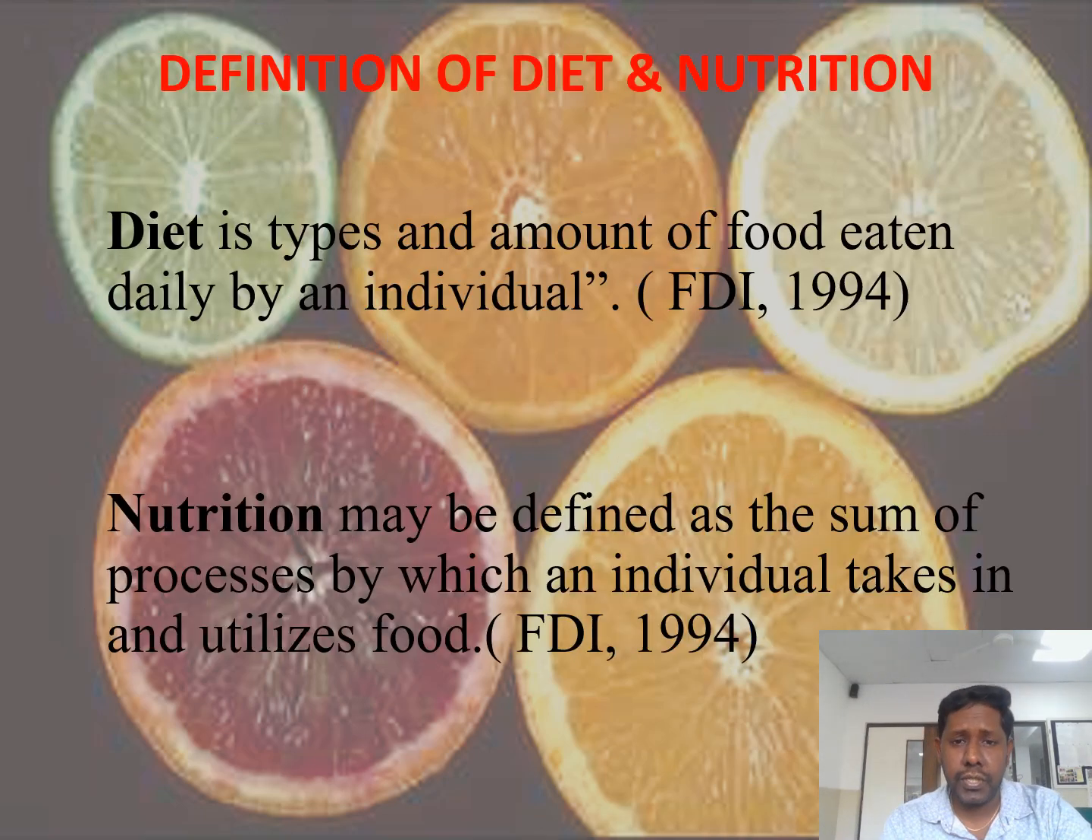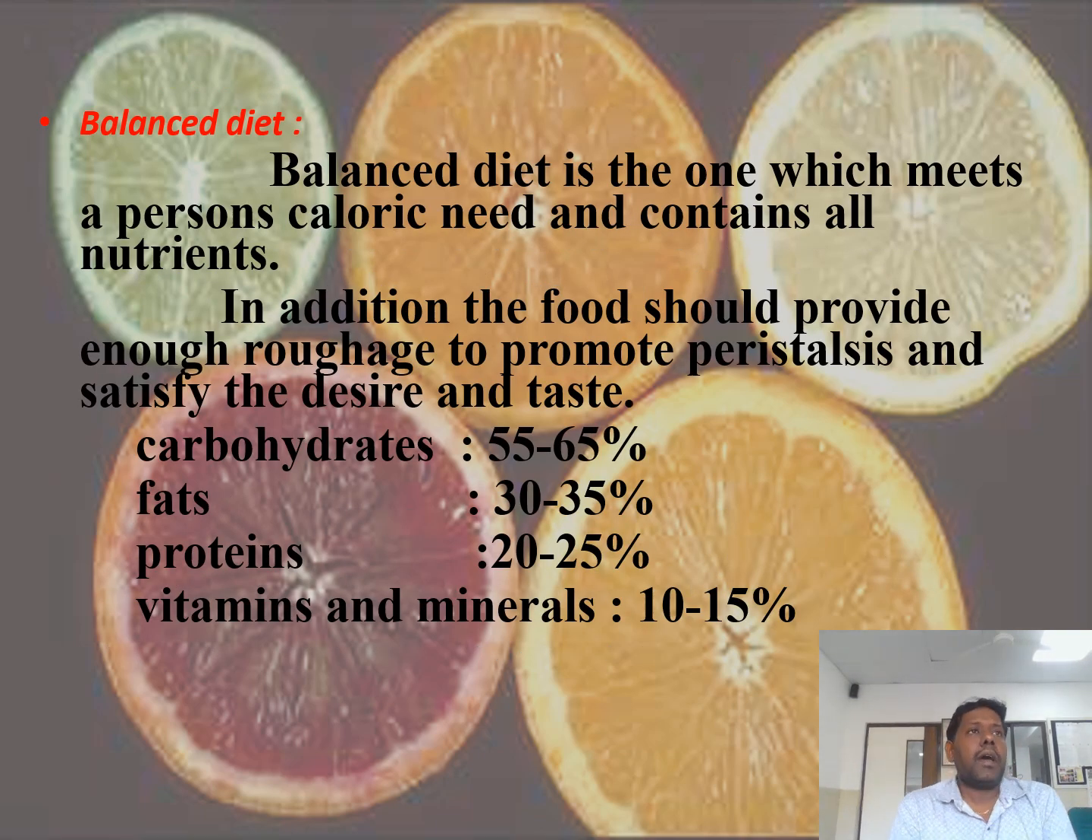Coming to the definition of nutrition and diet. First, we must know what diet is. Diet is defined as the type and amount of food eaten daily by an individual. Nutrition is the sum of the processes by which an individual takes in and utilizes food. Both definitions were given by the FDI in the year 1994. So, we started with the definition of diet and nutrition. Next, you should know what a balanced diet is.